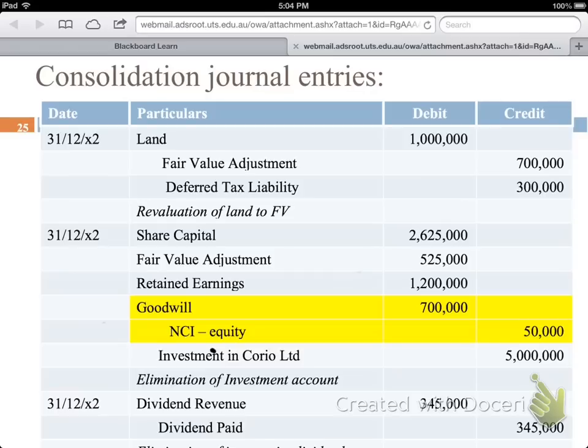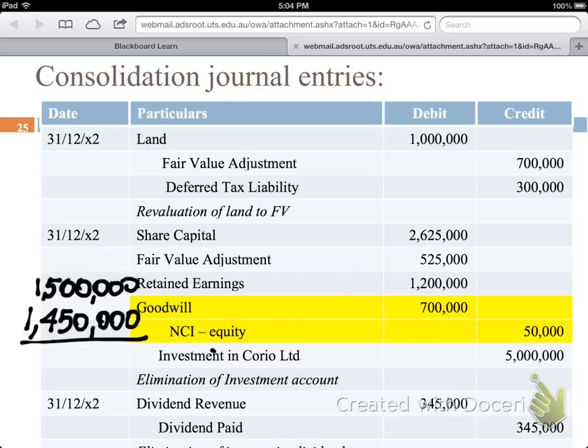Well, it's given to you already that the fair value of the NCI is 1.5 million. If you go back to slide 16, you'll find that the fair value of identifiable net assets attributable to the NCI is $1,450,000. Okay, so go back to slide 15 to see this. So the difference here gives you a positive figure, which is $50,000, and this $50,000 is the goodwill attributable to the non-controlling interest.